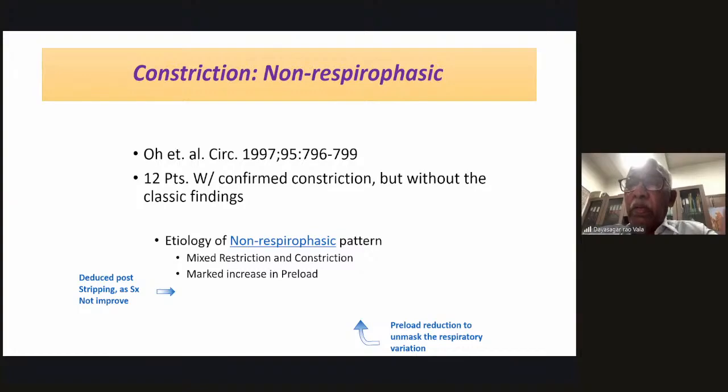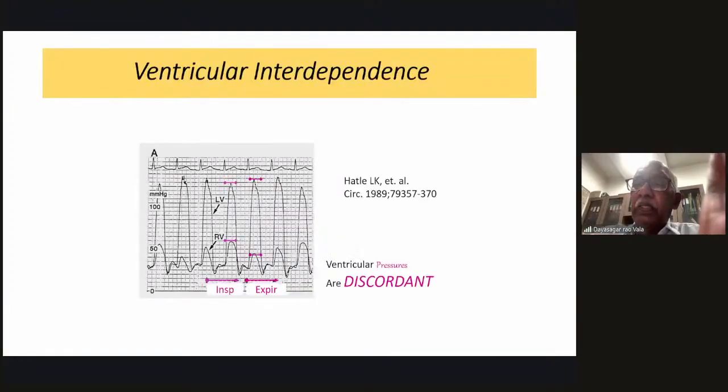So, when you want to separate out these two conditions, you decrease the preload by doing a Valsalva. During the strain phase, you restrict the venous return and thus restrict the flow and thus bring out the respiratory variations. Can I have the next slide? So the same thing hemodynamically, which I will come to later.